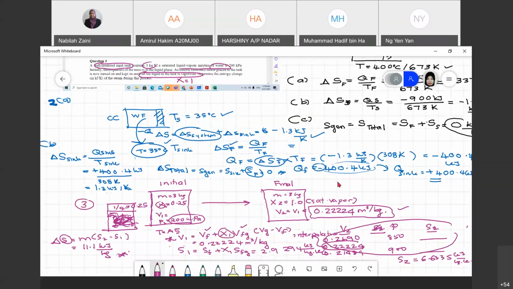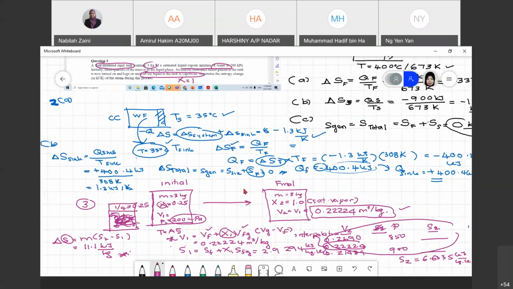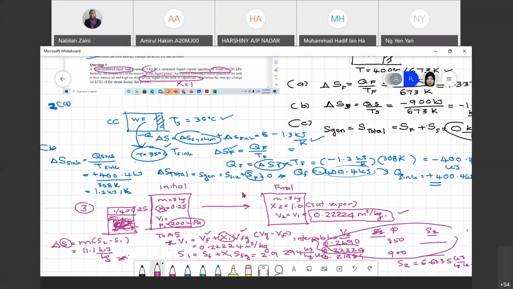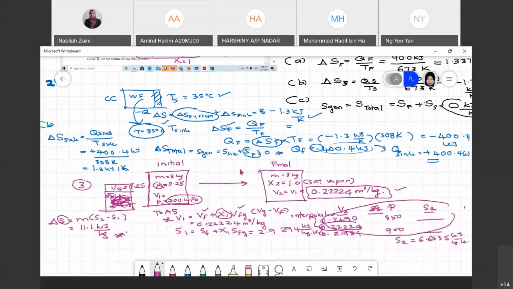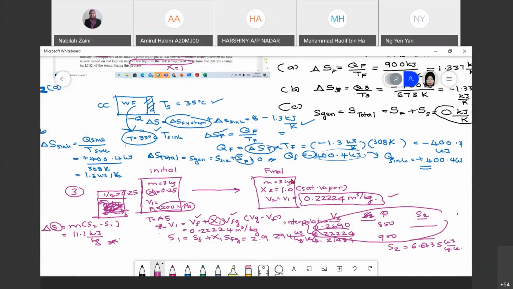The black one is the solution for question number 1. The blue solution is for question 2, and the purple color is the solution for question 3. I think questions 1 and 2 are simpler compared to question 3. However, for question 3, you need to refer back to table A5 to get the exact point. Any questions?